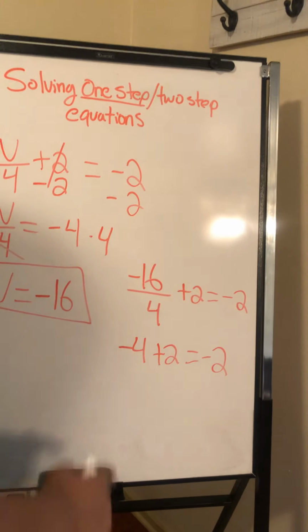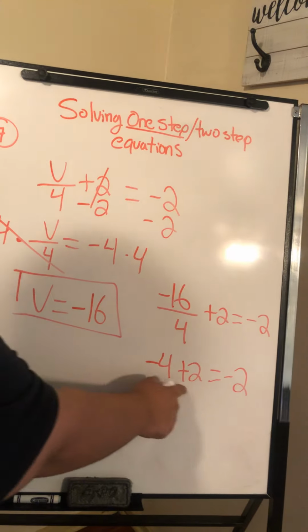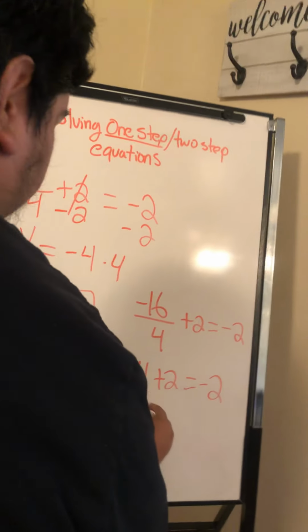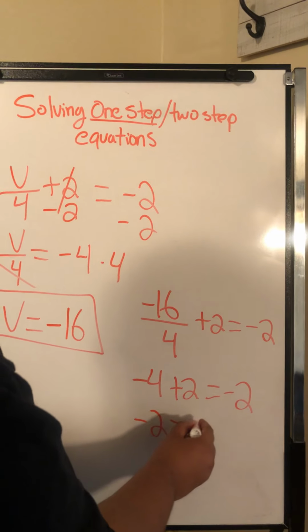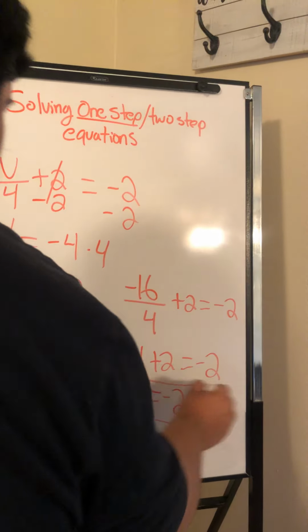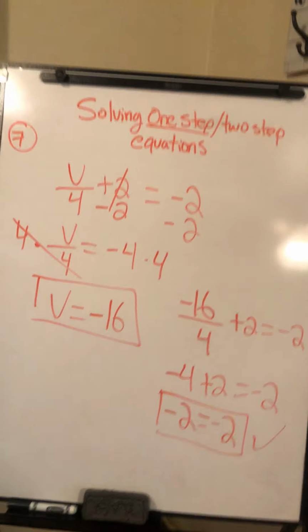-4 plus 2 is like saying you owe me $4, right? You give me 2. How much you still owe me? You owe me $2. Does -2 equal -2? Yes, it does. You are correct. V does indeed equal -16.